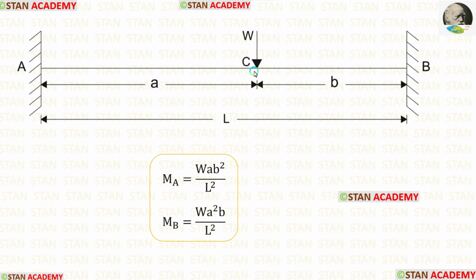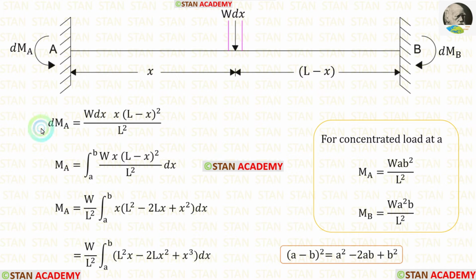Let us consider a fixed beam carrying a concentrated load W at a distance of A from the left side. The formula for the fixed end moment MA is W A B square upon L square. For dMA, we are going to use the same formula. Here, instead of W, we have to apply W dx. Instead of A, we have to apply x. And instead of B, we have to apply L minus x.